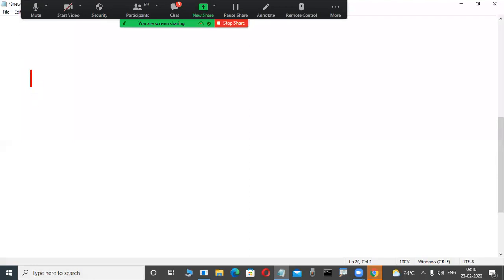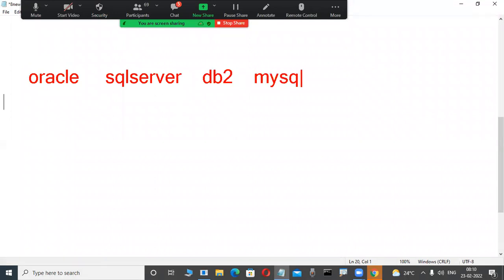I am telling generalized concepts first. Oracle is a product from Oracle Corporation. SQL Server is a product from Microsoft. DB2 is a product from IBM. MySQL is a product from open source, which is nowadays owned by Oracle Corporation. Sybase is a product from Ingres company. Teradata is a product from NCR Corporation. Like this, so many software products are there. These are called database software.